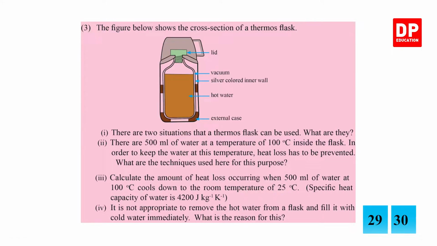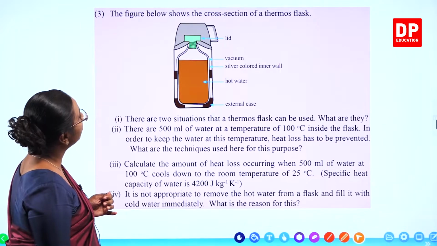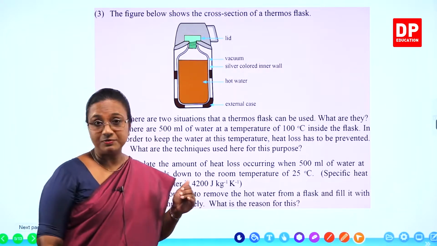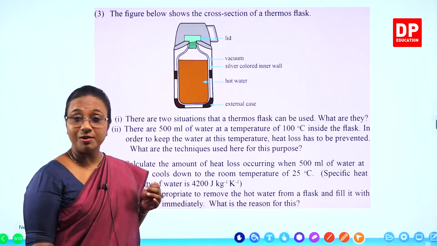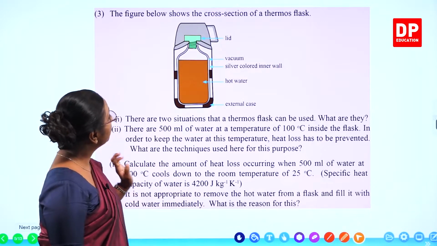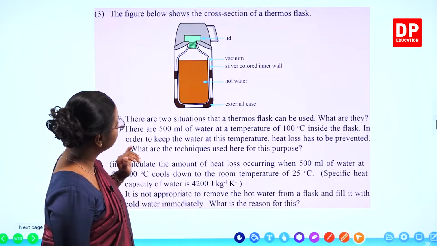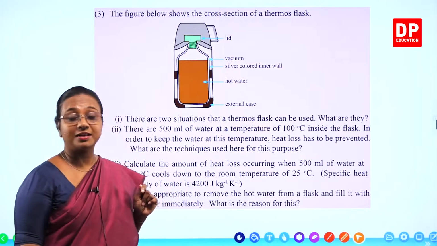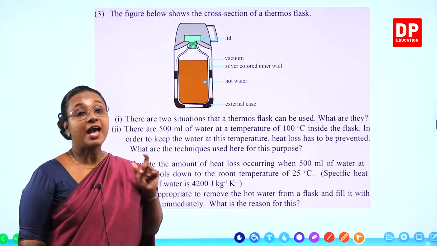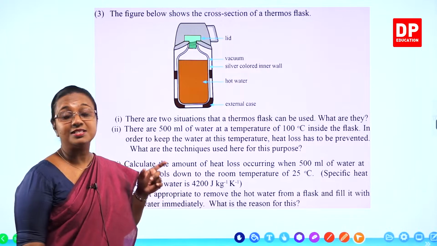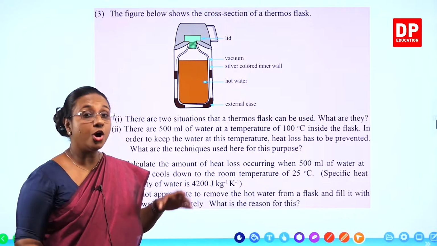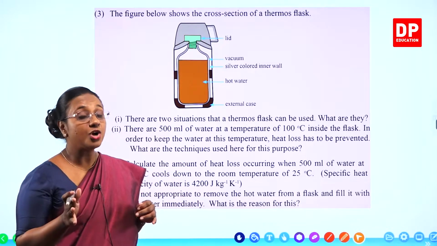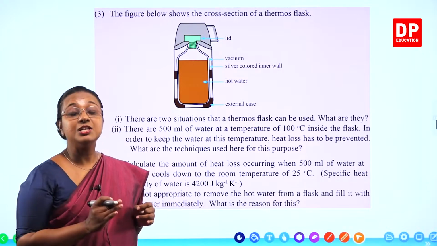So the third question, the figure below shows the cross section of a thermos flask. We have discussed the thermos flask before also. You are used to that because you all must be using it at home. So what happens there? You can see the cross section. So outermost layer, you all can see it is marked as the external case. And you can remember, students, the external case is usually made up of plastic or a shiny metallic material. Mostly it's plastic because you all know plastic is a very good insulator.